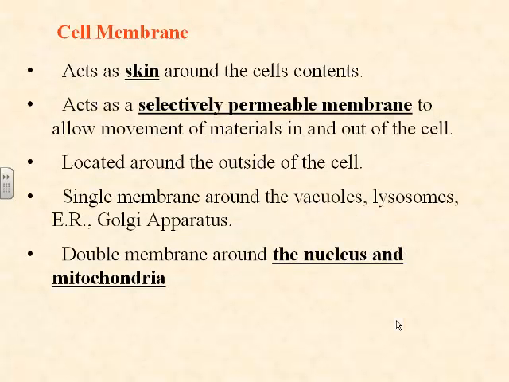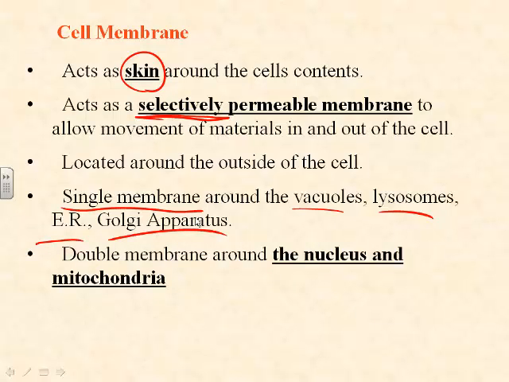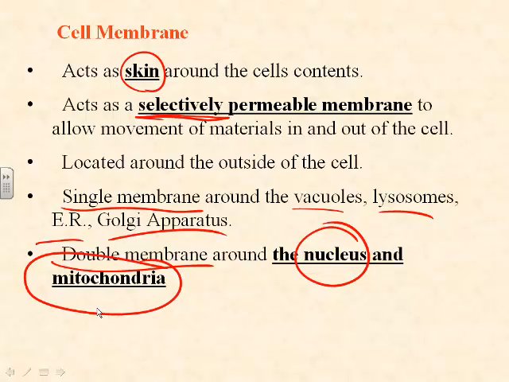The cell membrane acts as a skin around the outside of the cell, and it's selectively permeable. So selectively means that it allows some things in and it keeps others out. It is a double membrane, and we're going to be taking a look at it in a little more detail later, but it's a double membrane, whereas most of the organelles are single membrane, so the vacuoles, the lysosomes. Some lysosomes can be double, but the ER, the Golgi apparatus, those are single membranes. Now, the double membranes, though, are mainly the nucleus, the mitochondria, and then that plasma membrane.